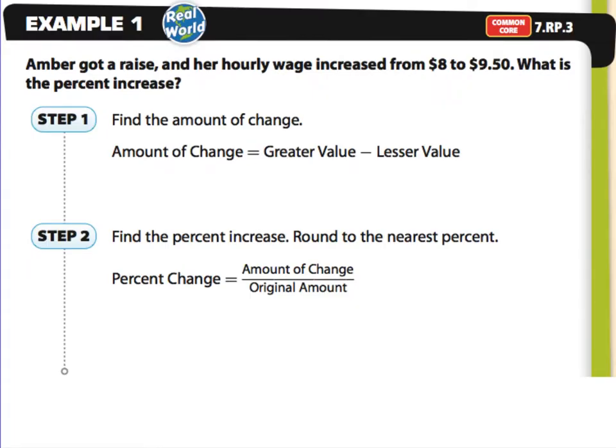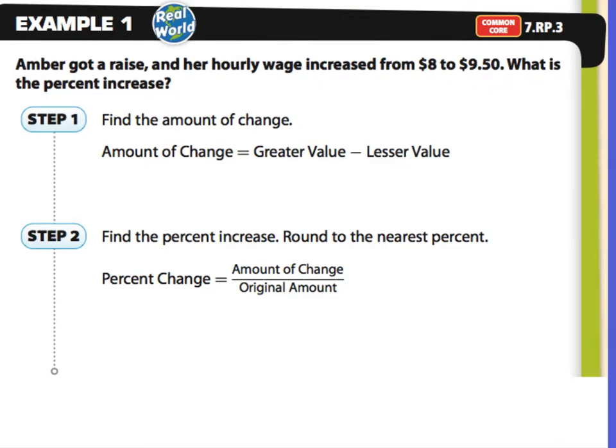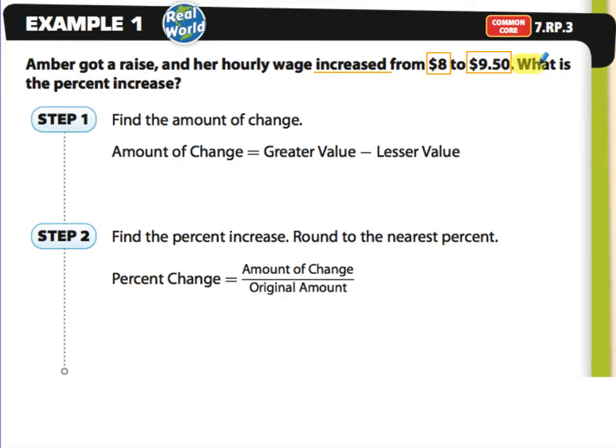All right, so we are going to jump right into it. We talked a little bit in the vocabulary about percent increase and decrease, and we're going to start off with percent increase. So we have Amber who got a raise, and her hourly wage increased from $8 to $9.50. It's important to note that she went from $8 to $9.50, and that it increased, and we want to know what is the percent increase.